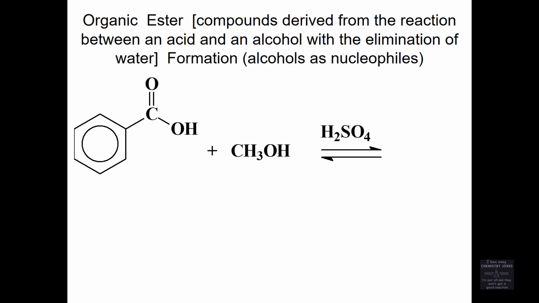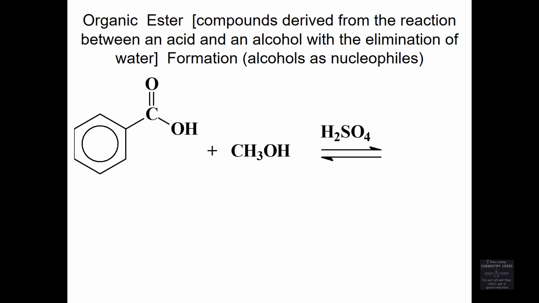Alcohols can be substituted to make alkyl halides. Alcohols can be eliminated to make alkenes. Alcohols can be oxidized, a special type of elimination, to make carbonyl compounds, C=O compounds: ketones, aldehydes, carboxylic acids. Alcohols can act as nucleophiles, like in this reaction.